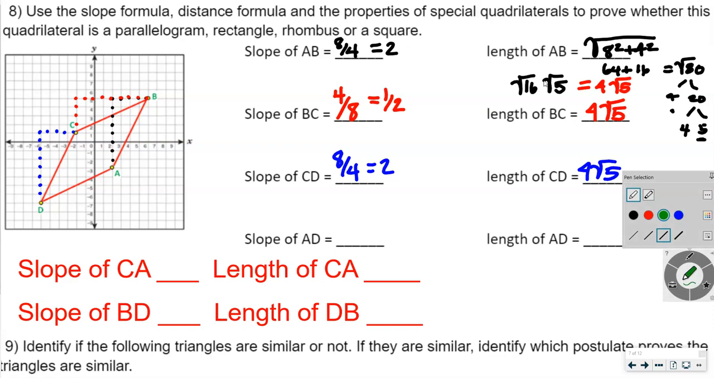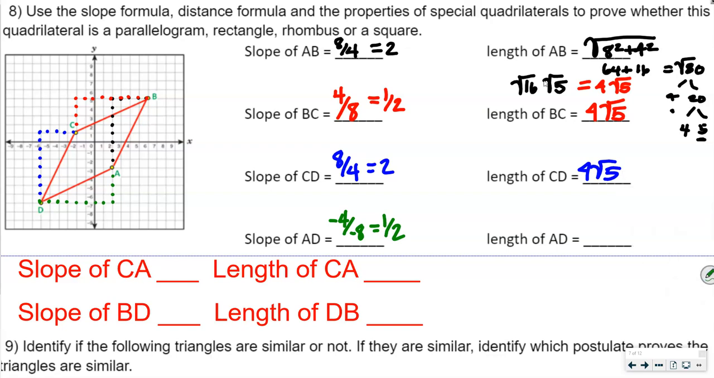So we're going to do AD. If I go from A to D, I'm going down 1, 2, 3, 4, right? And over 1, 2, 3, 4, 5, 6, 7, 8. So that would be -4 over -8, which is, again, a negative divided by a negative is a positive, right? So that's 1/2. No matter whether we square a negative or a positive, we get the same number. So this is still 4 square root of 5, right? Okay, we're going to talk about what all that means in just a second.